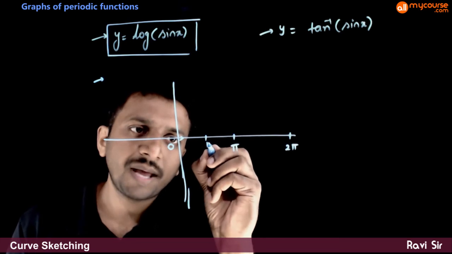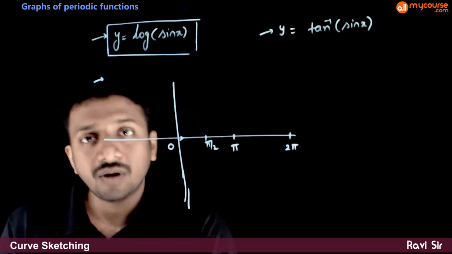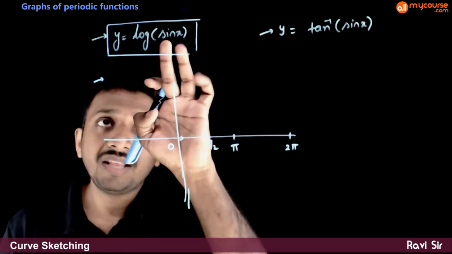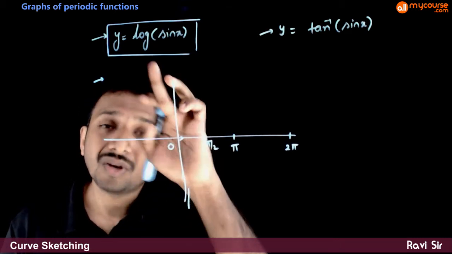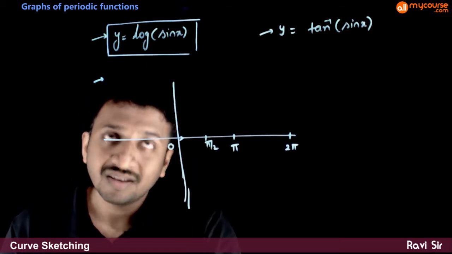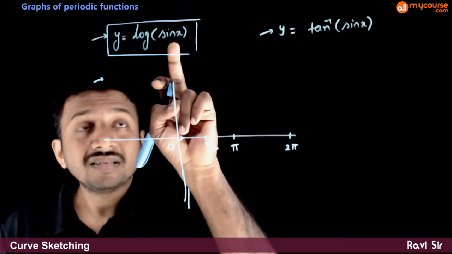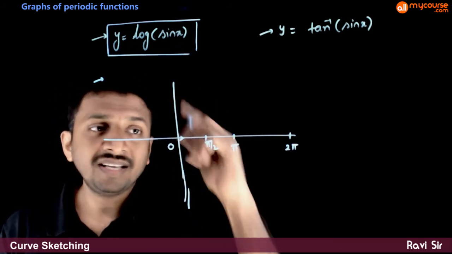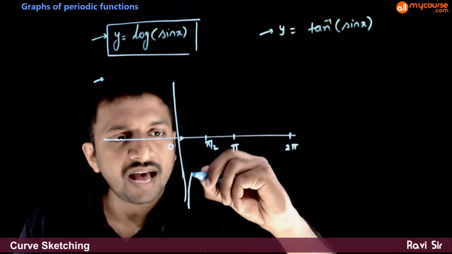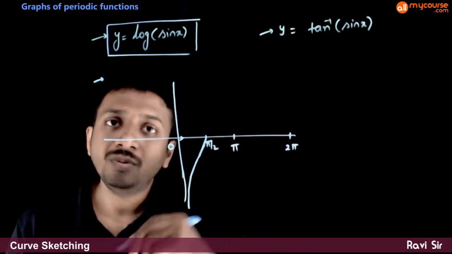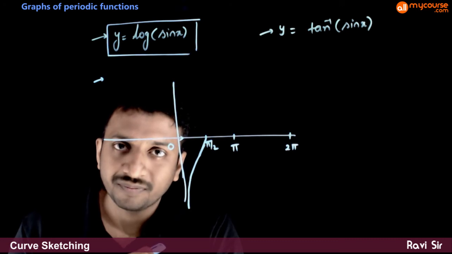And as x moves toward pi by 2, slowly the value of sin x has increased. So the value of log also increases. And at x is equal to pi by 2, the value of sin x is 1. Log 1 is 0. So you have come up to 0 at x is equal to pi by 2.